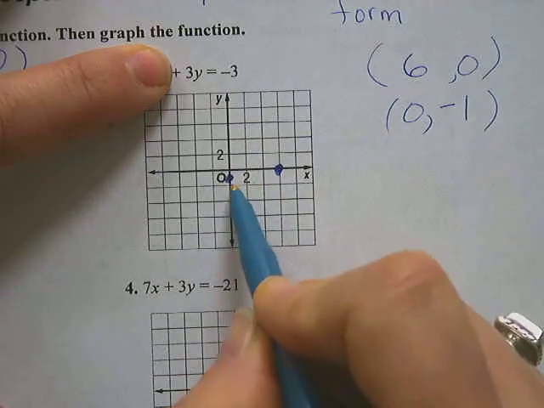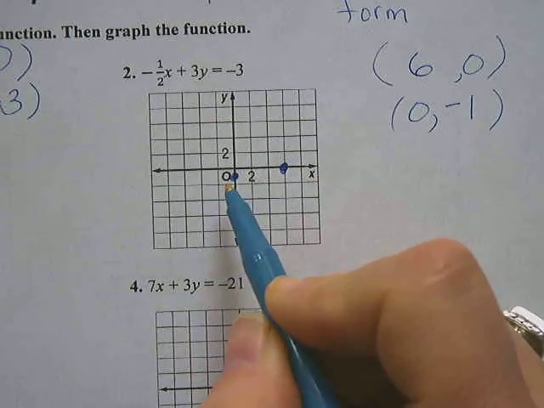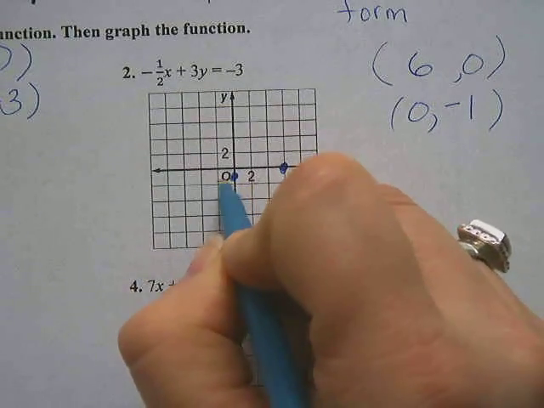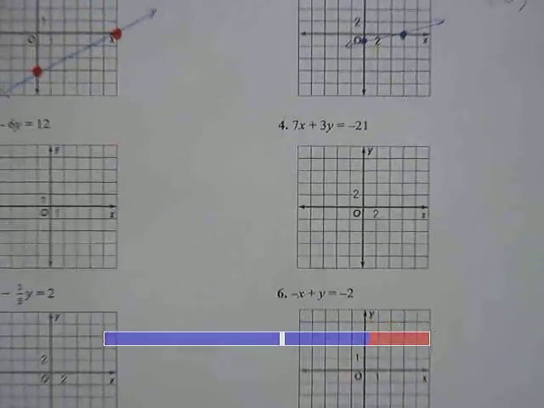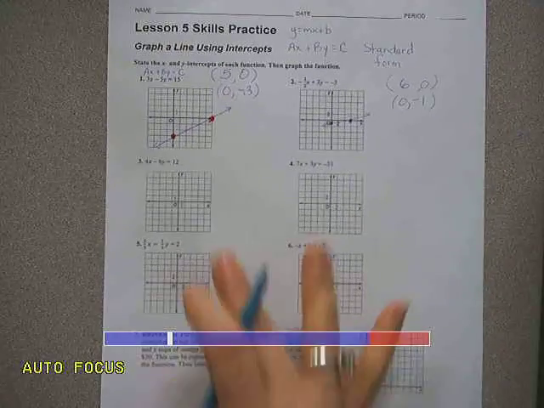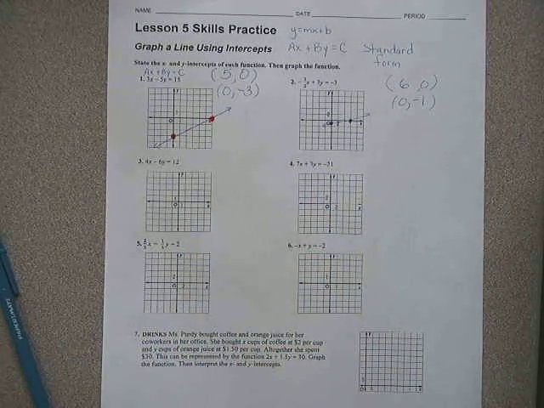Now I'm going to let x be 0. Cover this up. 3 times what is negative 3? That's negative 1. And remembering these are going by 2's, negative 1 is going to be right here. And then we draw a line between them.